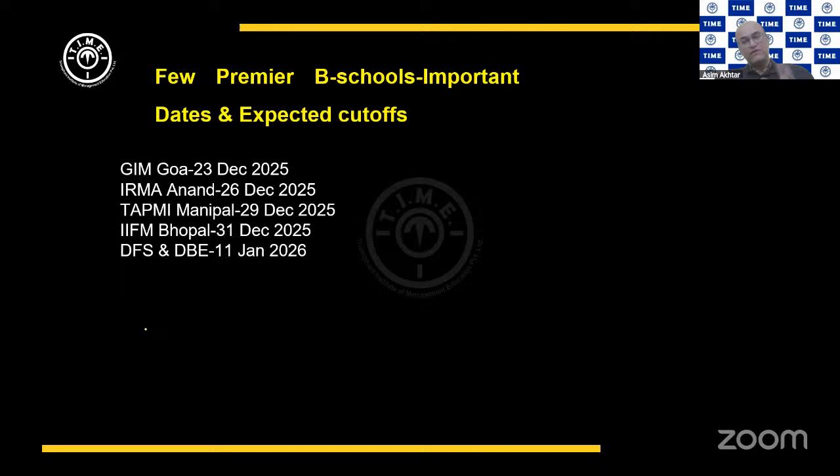Next, again, remember, for any government college in this list, whatever cutoffs I'm mentioning are meant for general category applicants. If you belong to a reserved category, SC, ST, OBC, EWS, or differently abled, then the cutoffs will be much lower than this.